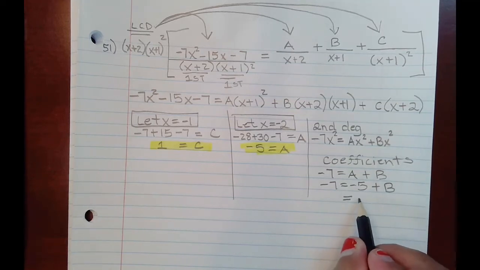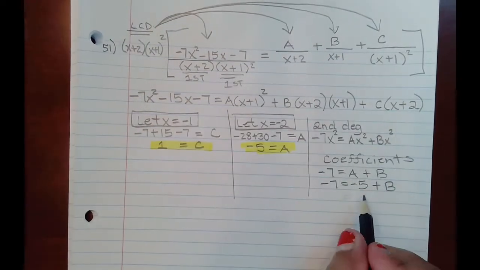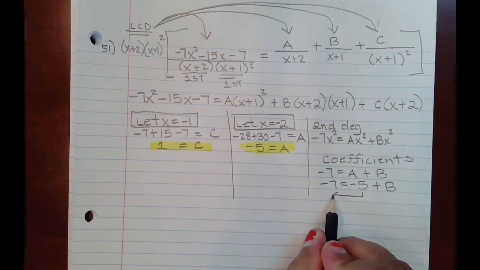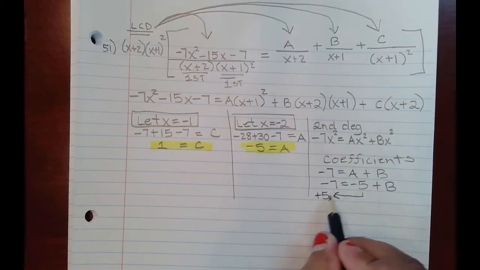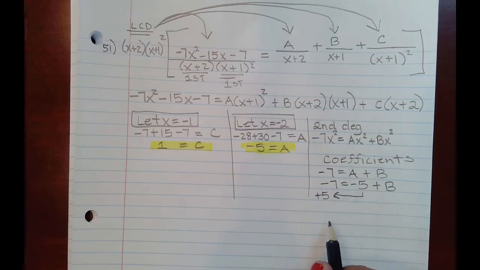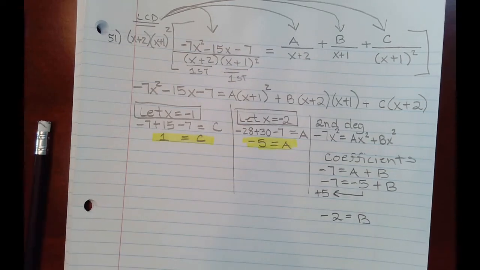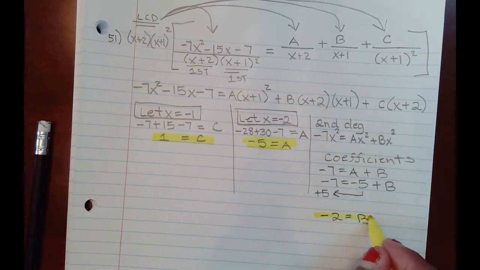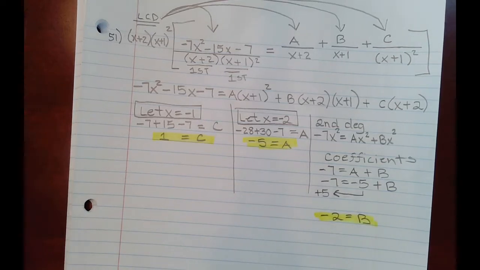So this is... I'm going to bring this -5 over to the other side. When it goes to the other side, it becomes +5. -7 combined with +5 is -2, and that is equal to B. Okay, so we have all three values.